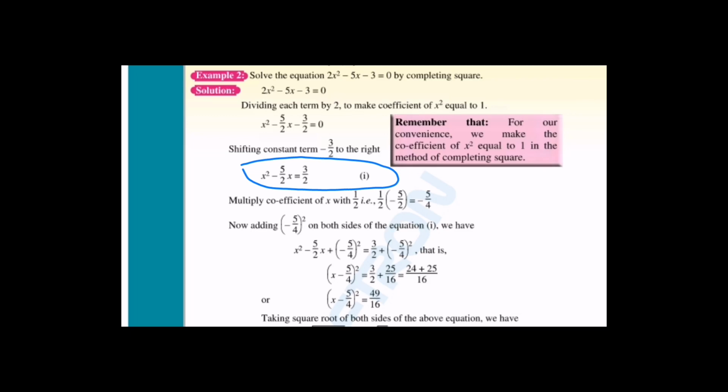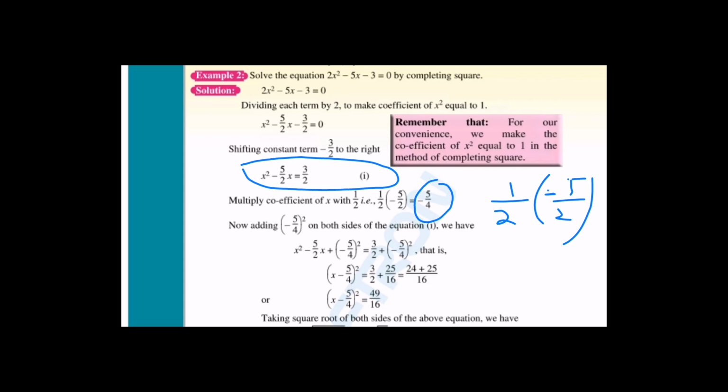Now take half of minus 5 by 2, so multiply 1 over 2 with minus 5 by 2, and this becomes minus 5 by 4. Now square this term and add to both sides. So the equation becomes x square minus 5 by 2x plus minus 5 by 4 whole square is equal to 3 by 2 plus minus 5 by 4 whole square.